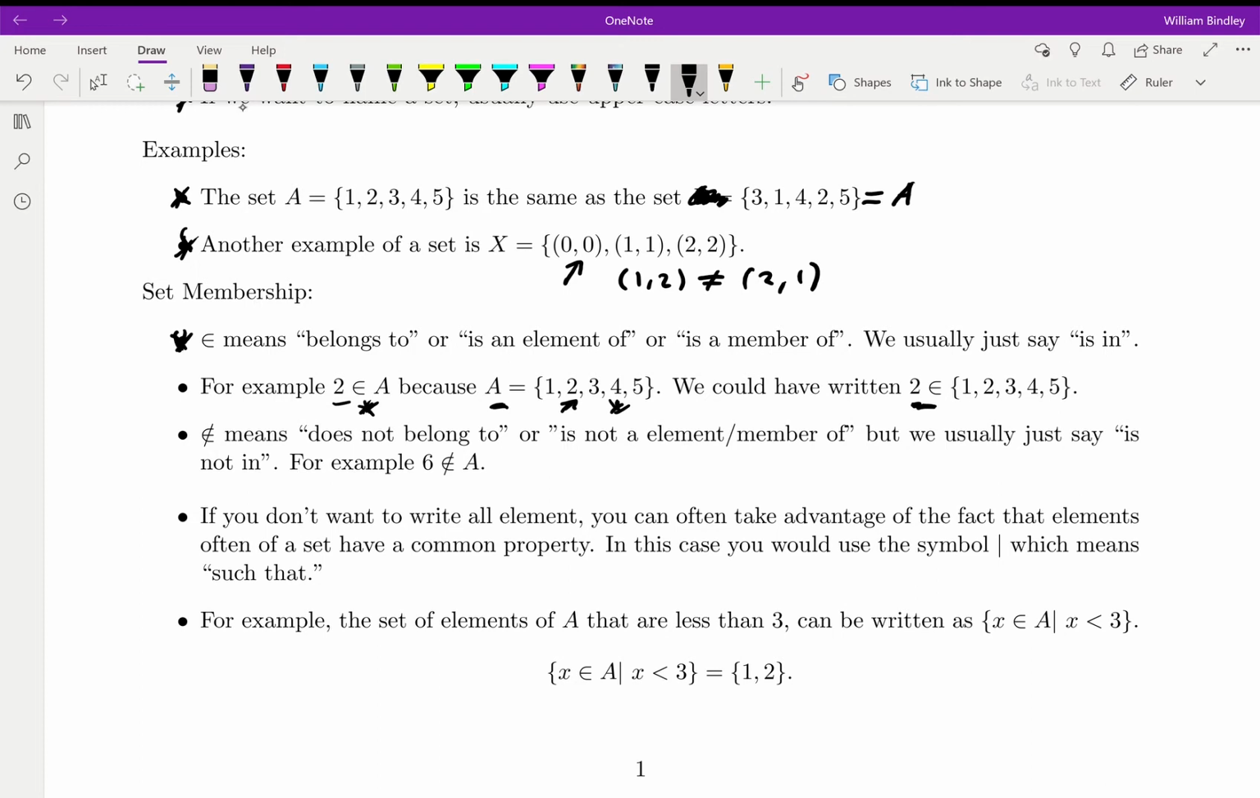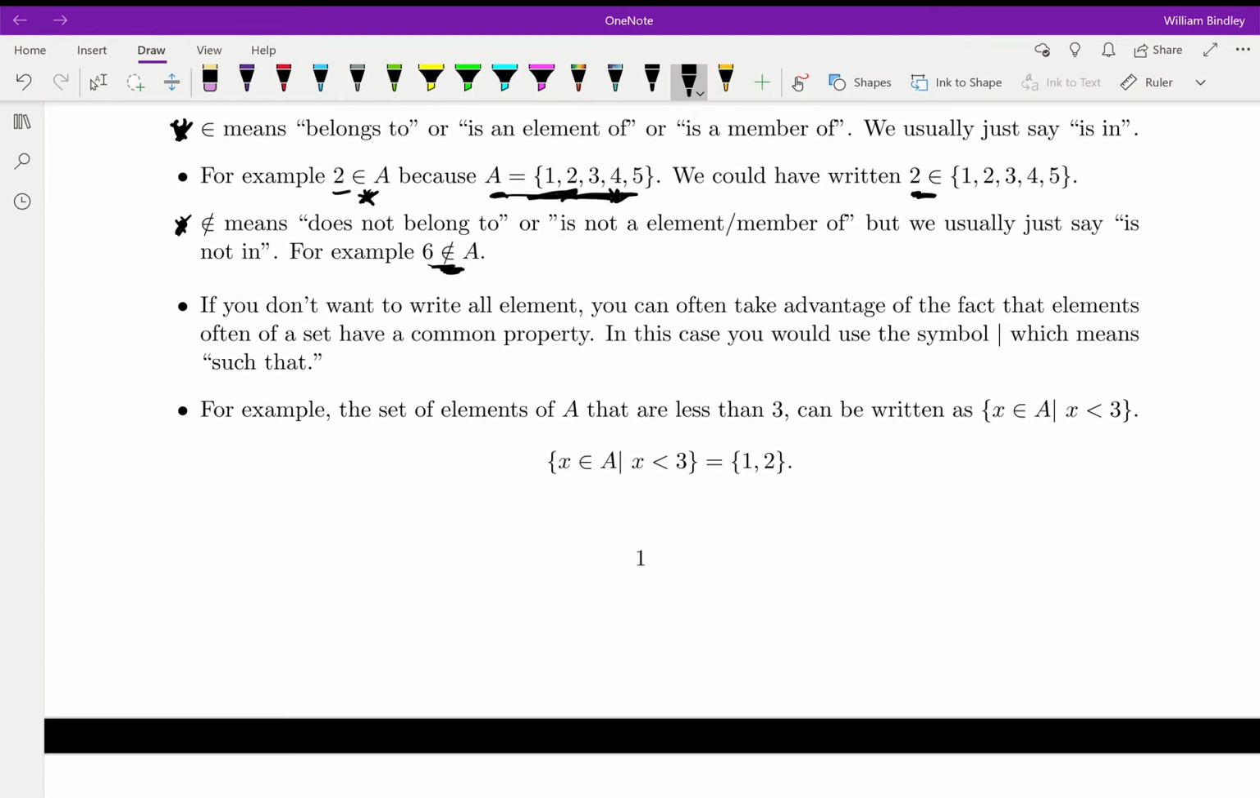Anyways, this symbol is just like the negation of membership, right? So this means does not belong to or is not an element of, but we usually just say is not in, okay? So for example, 6 is not in A, because if we look at our set A up here, you'll notice that there's no 6 inside it, right?